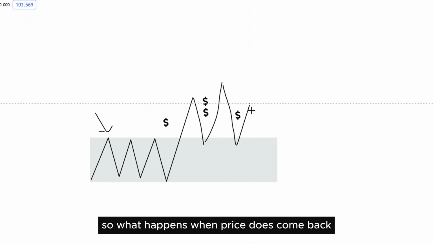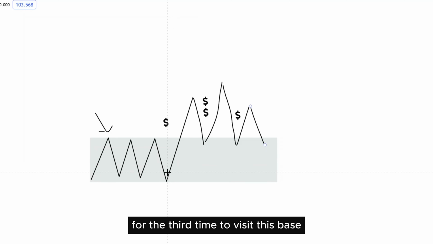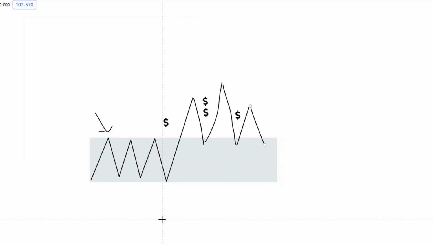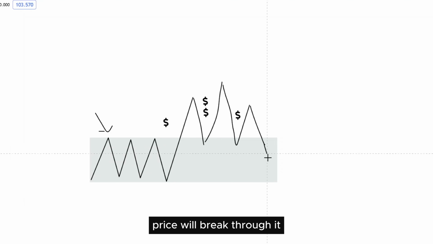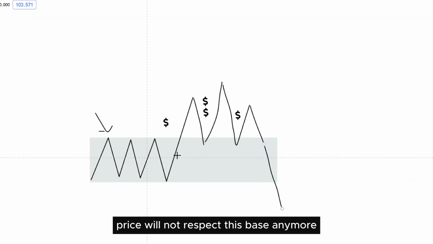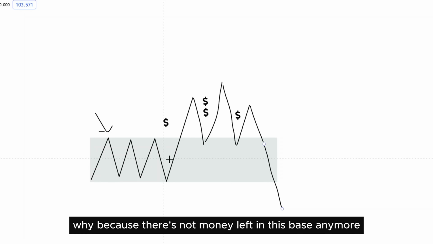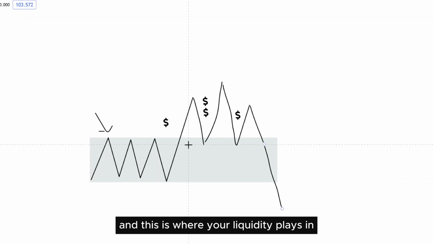So what happens when price does come back for the third time to visit this base? Price will break through it. Price will not respect this base anymore. Why? Because there's no money left in this base anymore. And this is where your liquidity plays in.